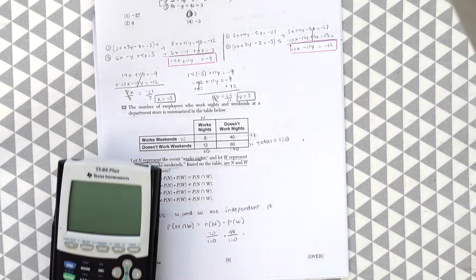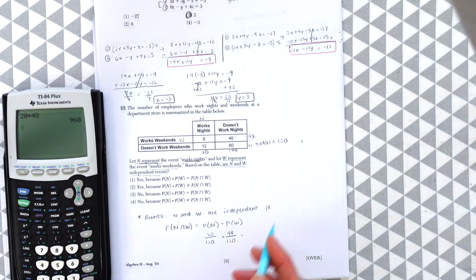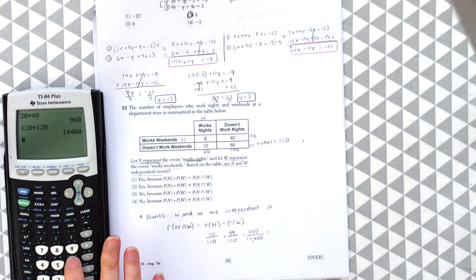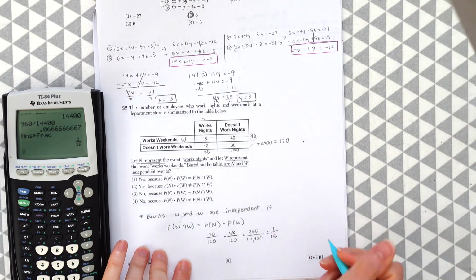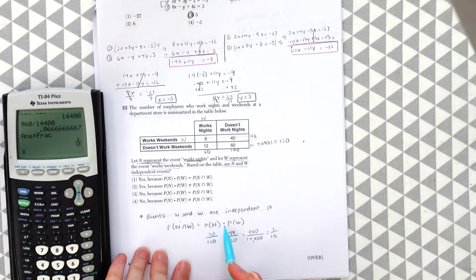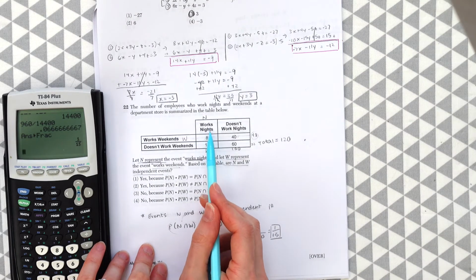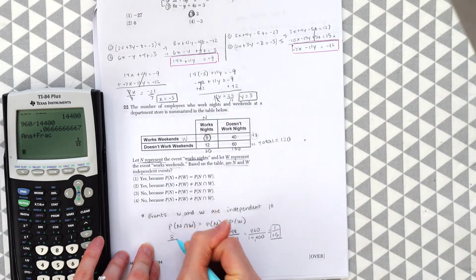And all we need to do is multiply this together. So let's see if we can reduce this. And we'll get 1 over 15. So that means everything on this side, p of n times p of w, is equal to 1 over 15. So now we need to see what p of n and w is. So that means we're looking for the overlap of people that work nights and work weekends. So work nights and work weekends. So that would be this number right here, 8, out of the total 120.